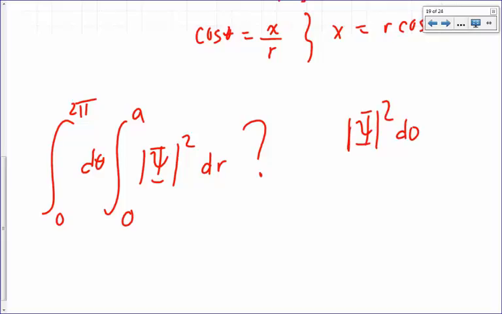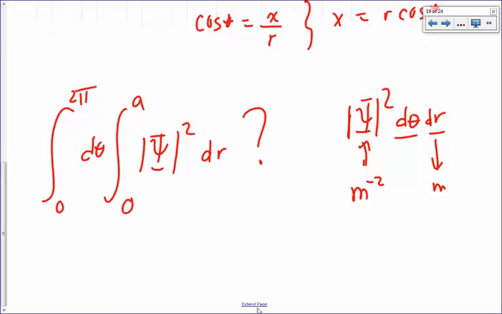d theta dr. Okay, this is first unit. Remember, this is a two-dimensional problem. This should be per square meter, right? Theta is radians, a unitless quantity. r is length, so that's meter. So dimensionally, there's something wrong here. That's not quite right.